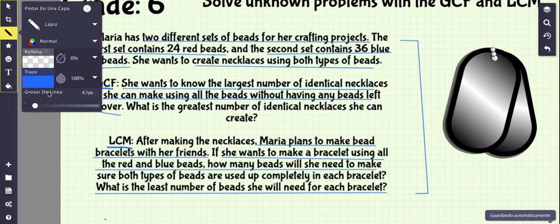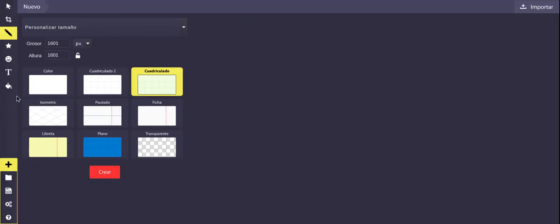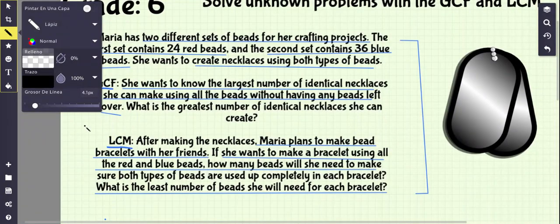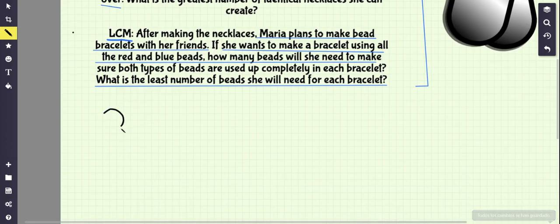All right, so we're going to find the GCF first. We're going to find the GCF of 36 and 24. First, we're going to list the factors of 24, and then we're also going to list 36.